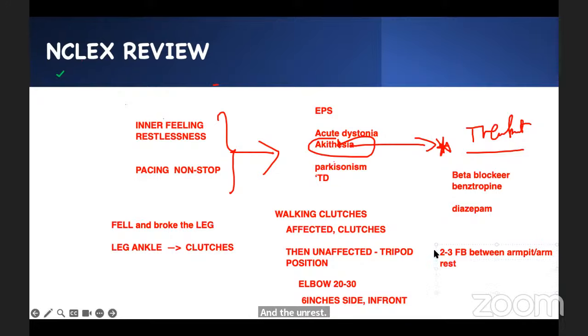Okay. And then bear weight on the hand. Okay, not the armpit, on the arms. So that's what you tell them. So that's what you teach this patient.